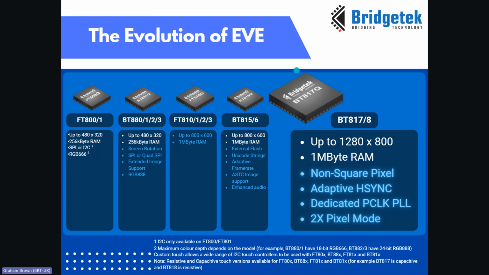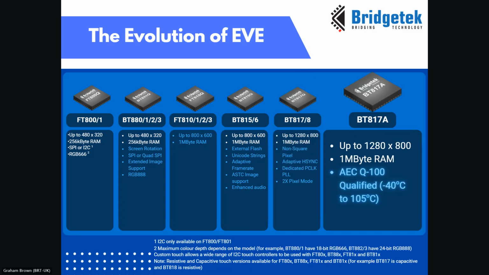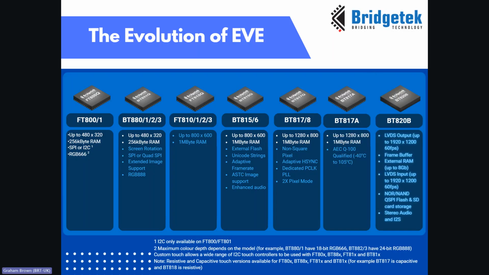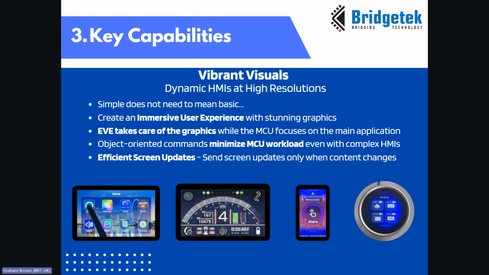Following that is the BT817 and 8 series. This adds non-square pixel support for round displays, as well as dedicated P-clock PLLs and 2x pixel mode. There is an automotive qualified AEC Q100 version of the BT817. This has an extended temperature range of -40 to 105 degrees Celsius. And finally, our latest BT820B version of Eve. This includes LVDS input and output and migrates to a frame buffer design. I'm going to pass it back to Graham now.